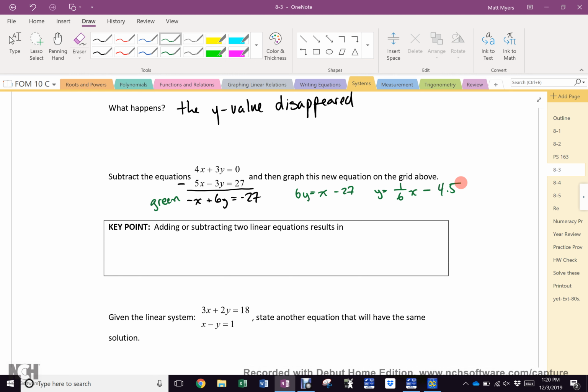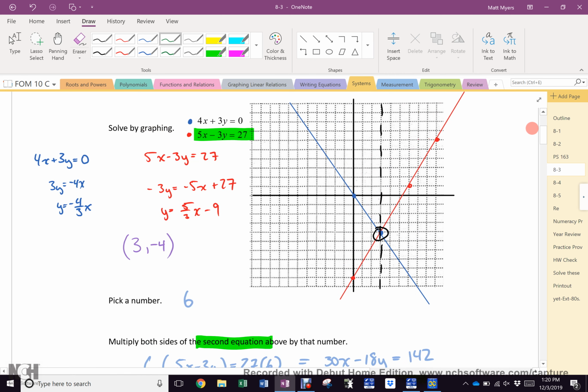Everyone's cool? Okay, so let's go back up to our grid. Again, you don't have to do this. You just have to look. Negative 4.5, 1, 2, 3, 4.5, right there, yes? And the slope was 1/6, yes? So if I were to go up 1, and out 1, 2, 3, 4, 5, 6. Agreed? You see 2 green dots yet? Tell me when you see 2 green dots. There you go. And what happens when I run that? I'm through the solution again.